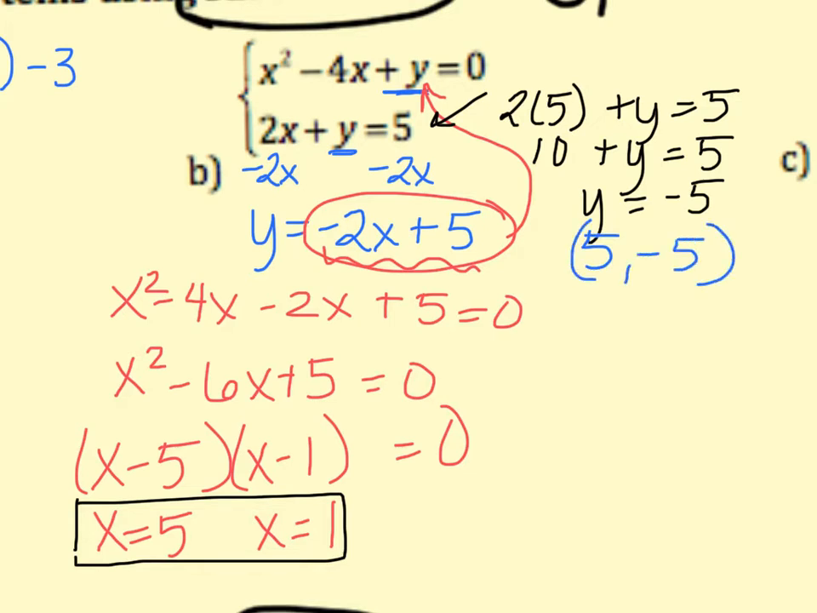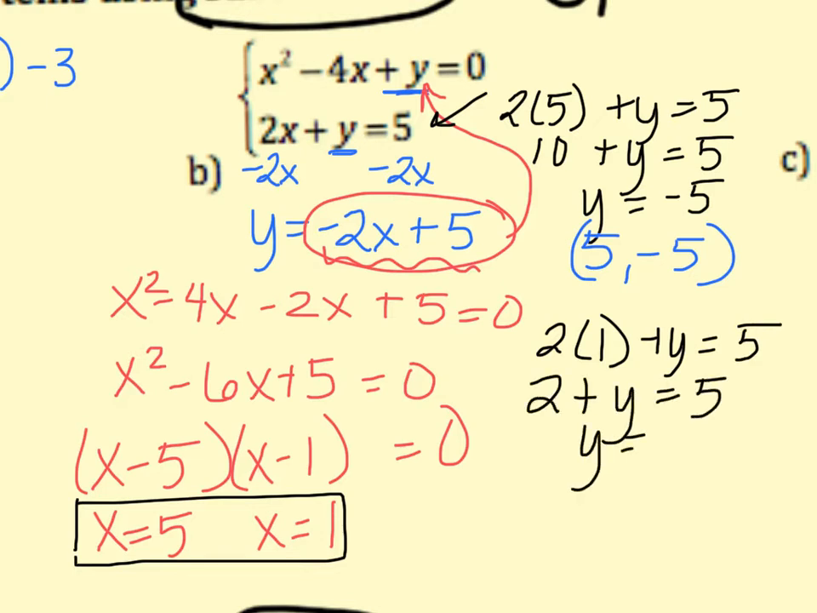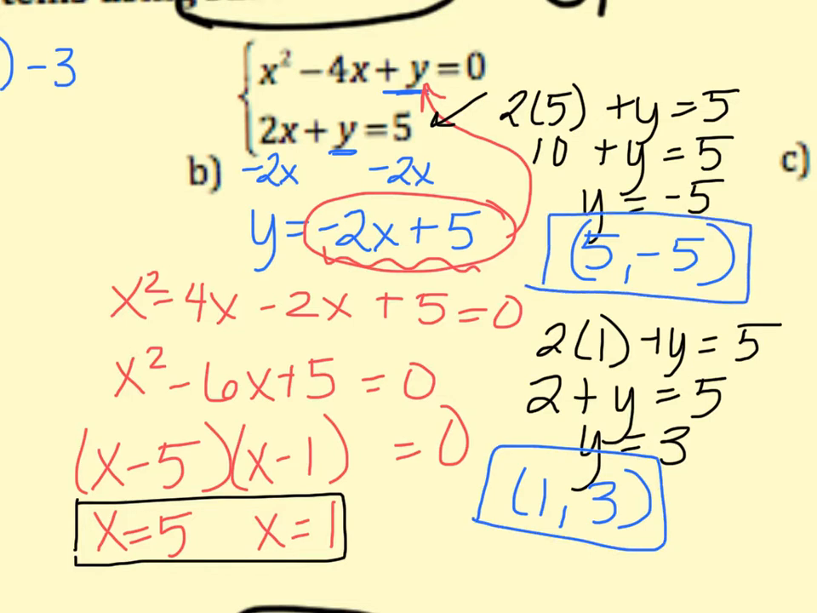The second solution, you'd plug in now 1. 2 times 1 plus y equals 5. So you get 2 plus y equals 5, or y equals 3. So your second answer would be (1, 3). So just like any quadratic that we solved, we had two answers. Anytime you have an x squared or a y squared, you're going to get more than one answer. And so your answers are here in blue. Okay? So you just pick one of the x values that you get and substitute it back in.